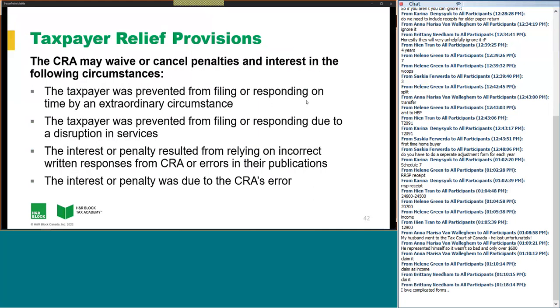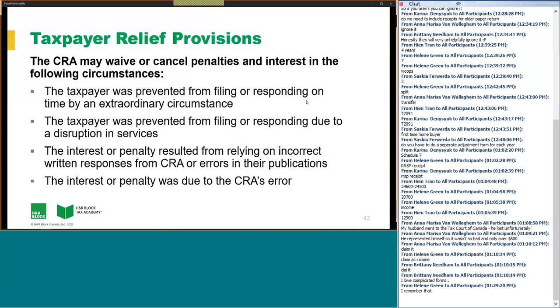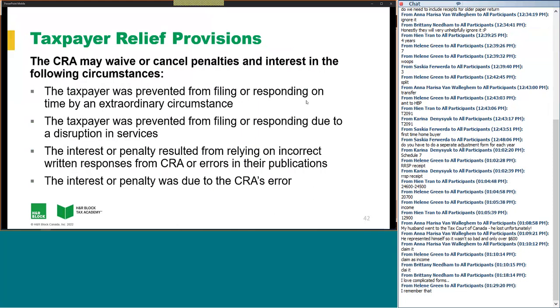So we all had more time, and they didn't start charging interest until the 2 weeks had passed. So they just extended the tax season, which is more likely to happen. But if a taxpayer was prevented for a personal reason, they can ask for taxpayer relief.